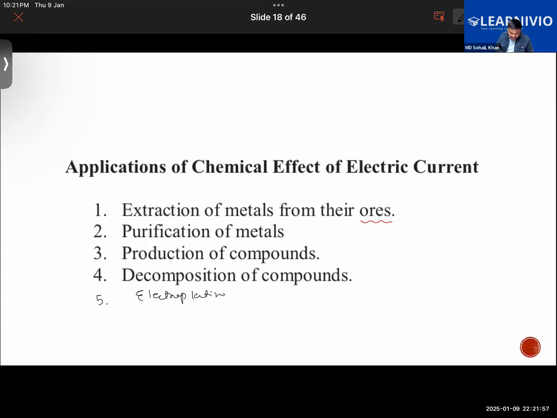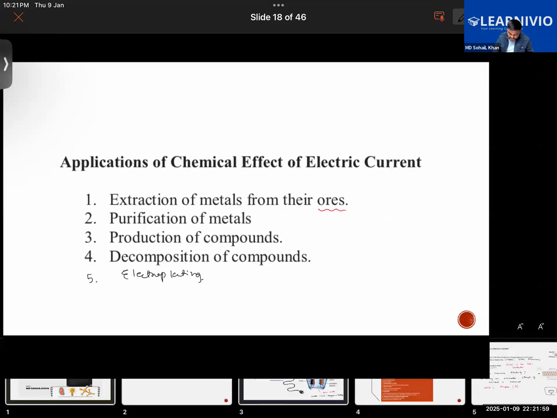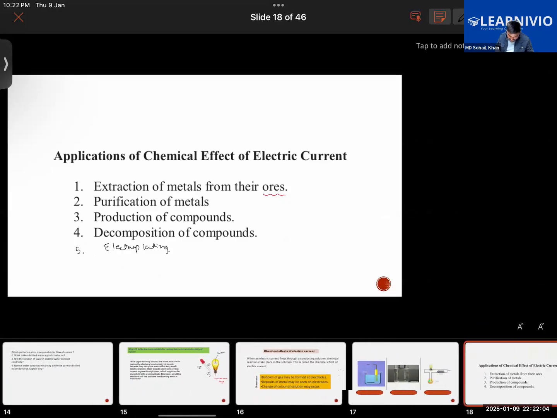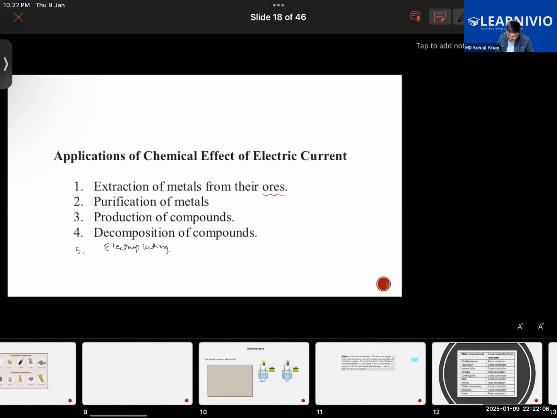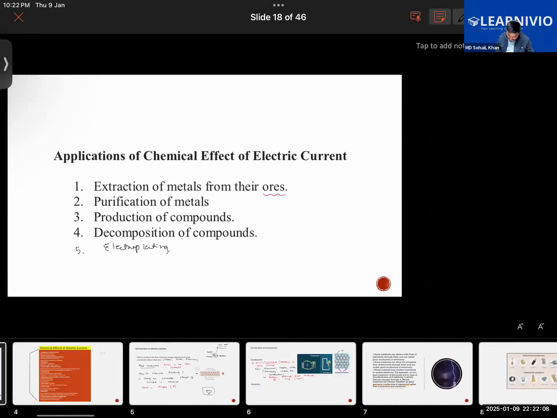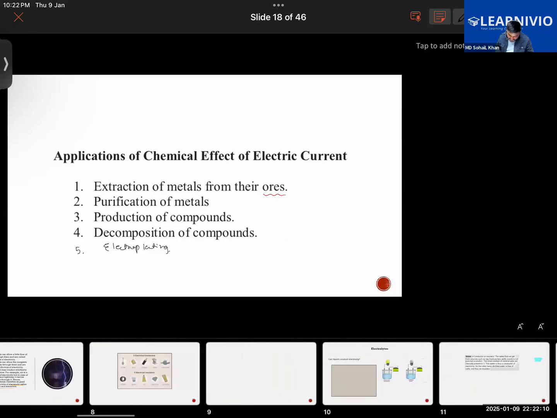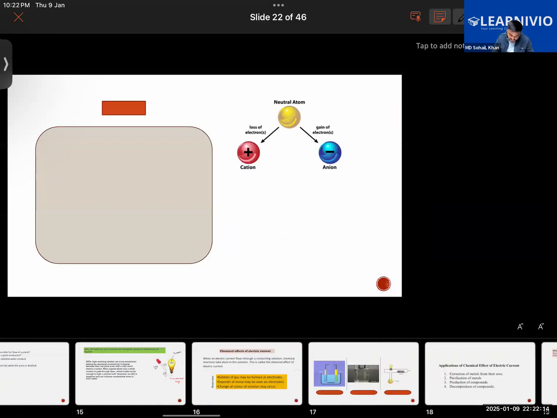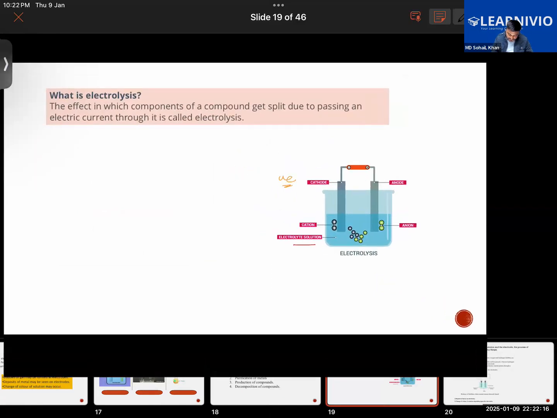Electroplating. So first, now we'll be learning about electroplating. By the way, did we discuss ions or not? Later on we will have this topic. We'll be discussing it later on. I think we have discussed that already, by the way. Okay, let's continue with this.